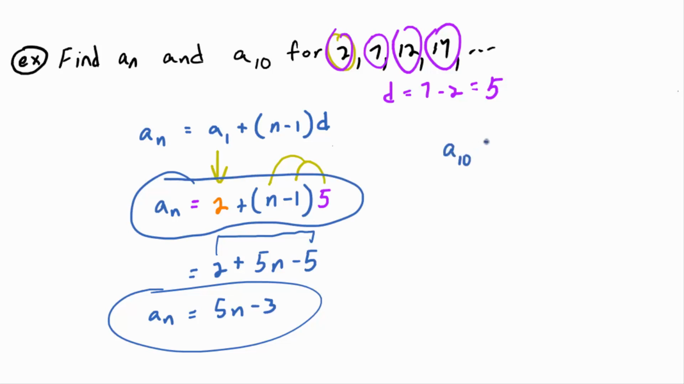Now a10. So to find a10, where do we plug in the 10? For n. Now, you could use either formula, right? Which formula do you want to use? The second formula. So a10 would be what? 5 times 10 minus 3. What's that going to be? 47. So there's your other answer.